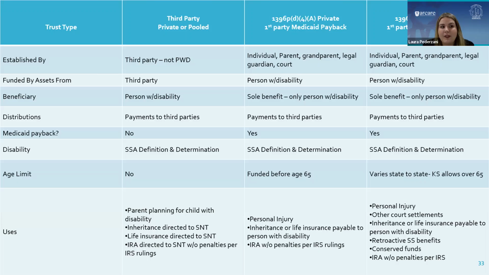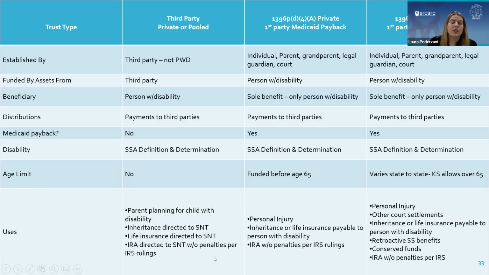I do want to again bring up the age limit line here. There is no age limit for a third party or pooled special needs trust. A private first party trust has to be established and funded before age 65. For a pooled first party trust, administered and established by a nonprofit, the age requirement varies state to state. Kansas allows individuals over the age of 65 to establish a pooled first party trust. So an individual who has excess resources at age 68 can't establish a private trust, but they can establish a pooled trust.